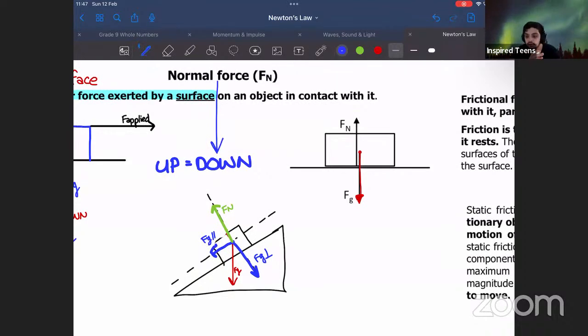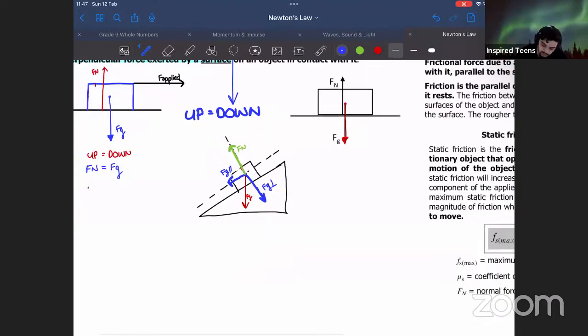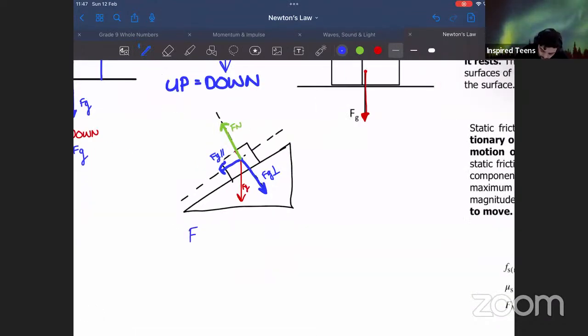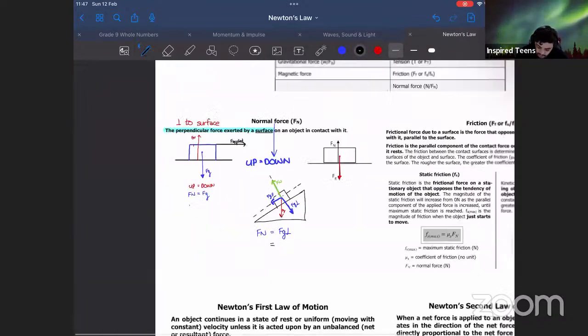Okay, we must follow. So must Fn always be 90 degrees to the surface? Yes, 100%. Isn't FGY equal to Fn? That is correct. So in this case, to calculate normal, we would say up is equal to down. So Fn is equal to FGY. Okay, and then FGY, we'll get to that in a bit.